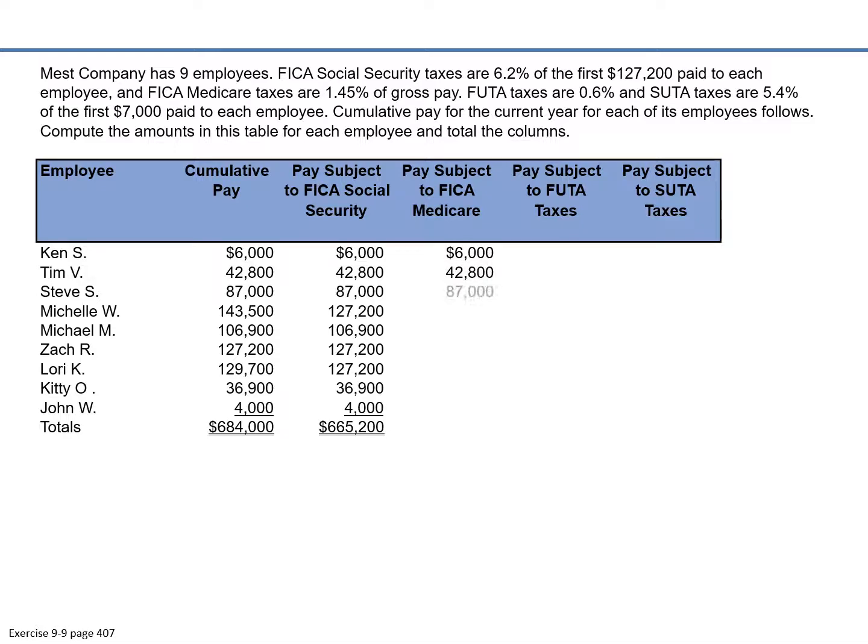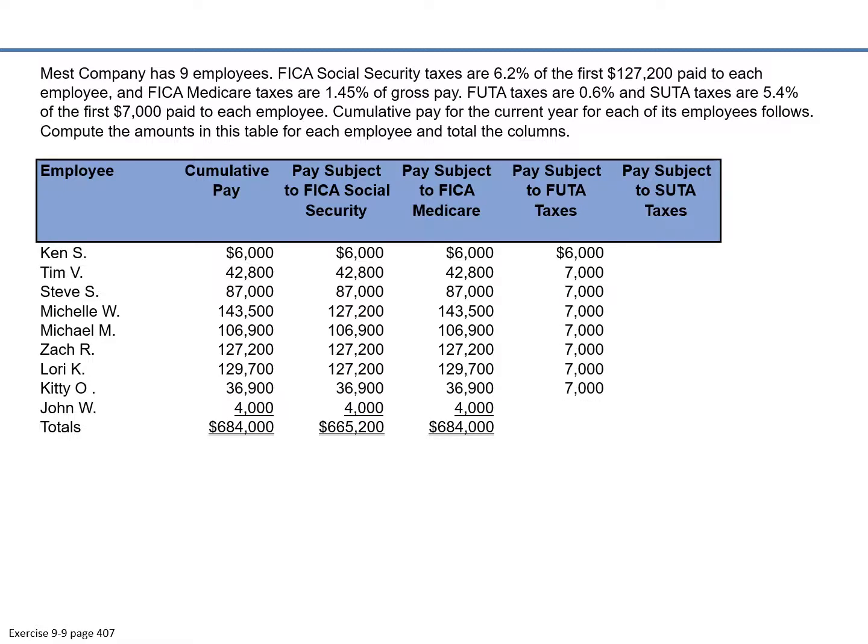All of their wages are subject to FICA. There's no threshold, right? So all $684,000 is subject to FICA. Subject to FUTA taxes and SUTA taxes is the first $7,000. So all of Ken's wages are subject. But for Tim, Steve, Michelle, Michael, Zach, Lori, and Kitty, only $7,000 of their wages are subject. That's the max, right? All $4,000 of John's wages are subject because he hasn't reached the threshold. So we have a total of $59,000 subject to FUTA. And subject to SUTA is going to be the same thing. Okay?